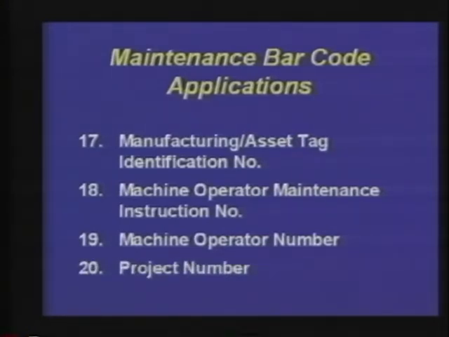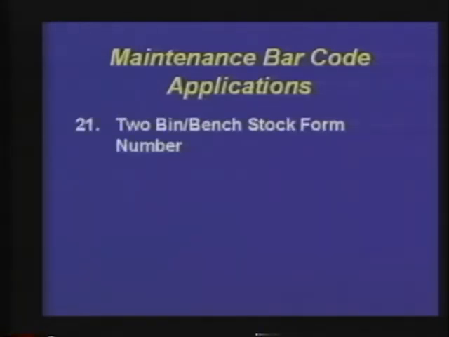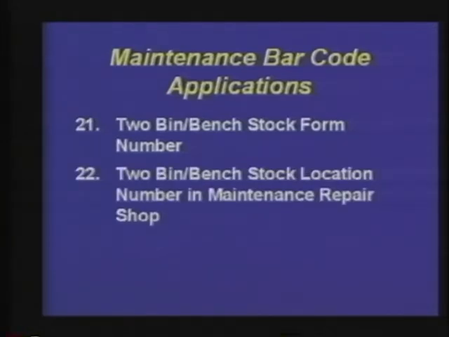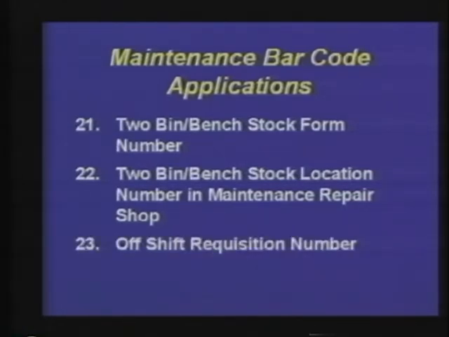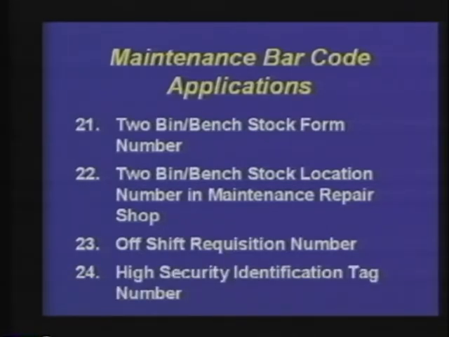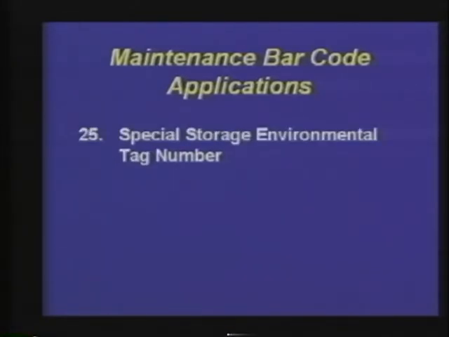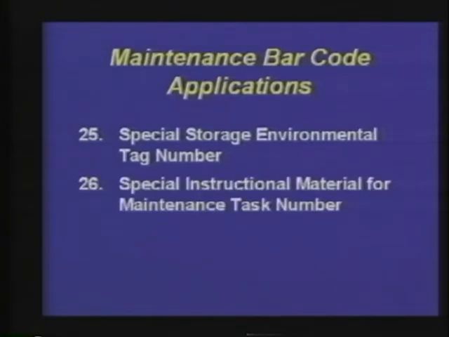We're using barcoding in 21 under the 2-bin or bench stock program. 22 is the 2-bin and bench stock location number in the maintenance repair shop. 23 would be off-shift requisition numbers. 24 would be the high security identification tag numbers. 25 is the special environmental storage tag numbers.